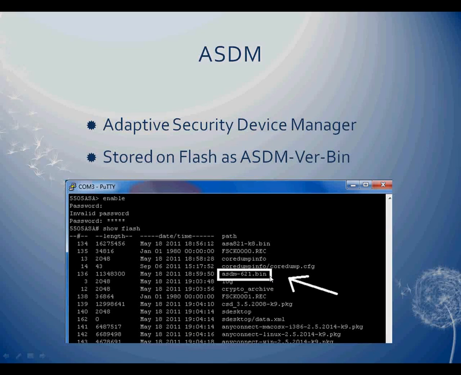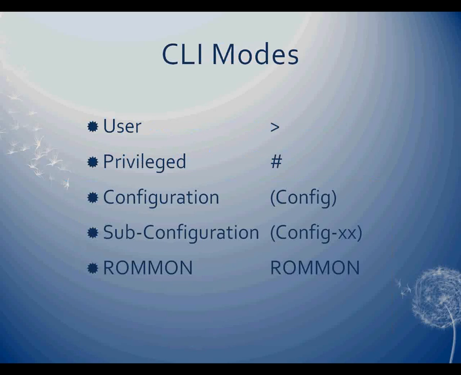All right, another thing your book talks about are the different modes. And as far as the ASA and most Cisco equipment, there are 5 modes. There's user mode, which is identified by the greater than sign. There's privilege mode that has the number sign. Now privilege mode is where you do your show commands, things like that.